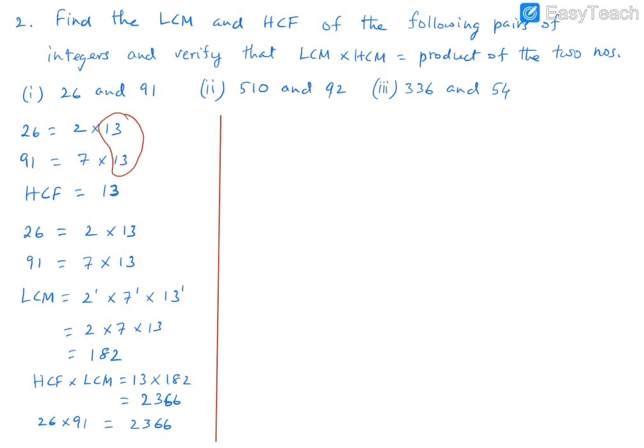So let's do one more example here. I'm going to do it for 510 and 92. So let's represent 510 in terms of its prime factors. So the prime factors of 510 would be, let's calculate the prime factors. I'll do the calculations at the side here.